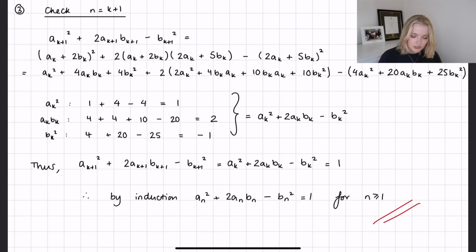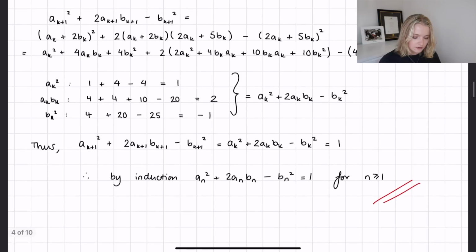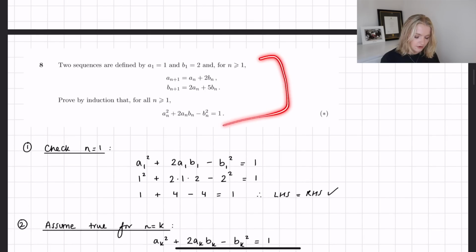Now I should have mentioned, we had n greater than or equal to 1, and so when we did the base case here, that's why we check that n is 1. Obviously if it was n greater than or equal to 0, then we'd want to check n equals 0 as the base case. So yeah, just forgot to mention that there. But that's essentially the first part of the question.